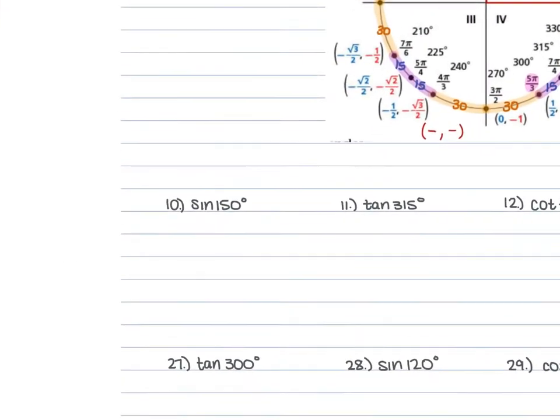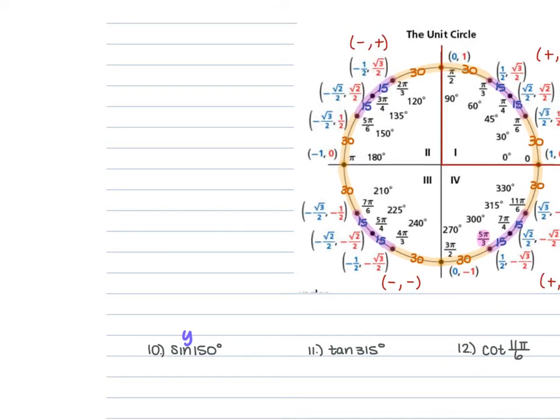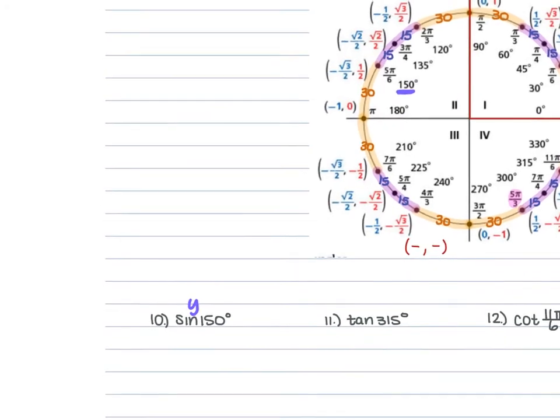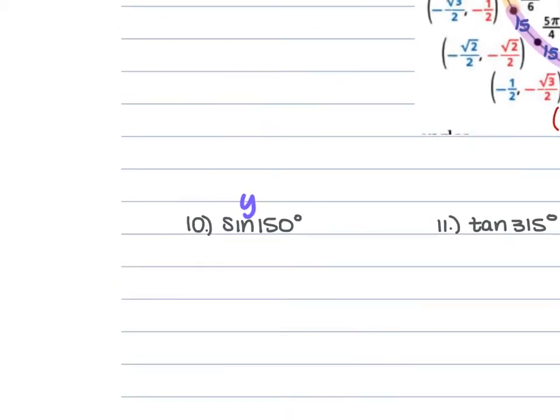So for sine, we're working with y. We have 150 degrees, so we're going to find the 150 degrees, which is here, and we're going to use the ordered pair that it gives us. So that's going to be negative square root 3 over 2, 1/2.